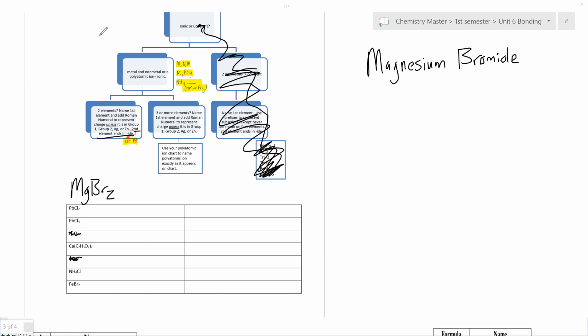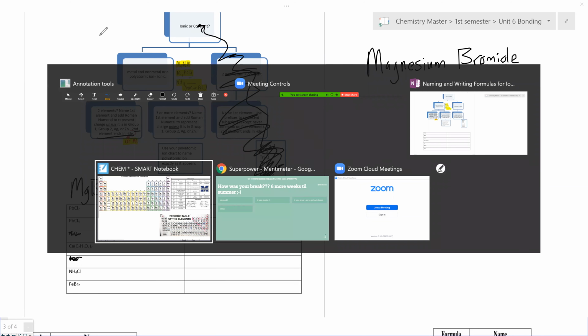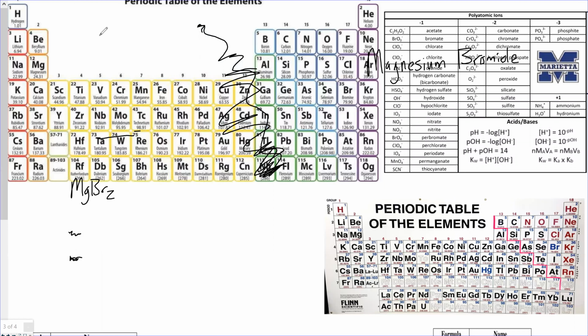Let me flash for a second and remind you of all of the endings in -ide. If we're looking at these, remember, we just did bromide. What's this one?